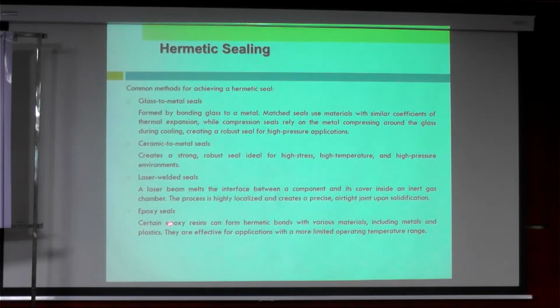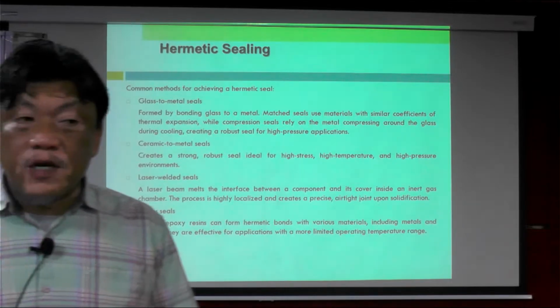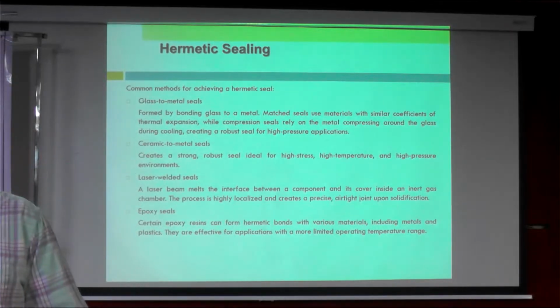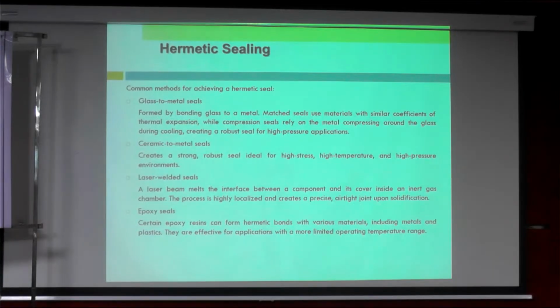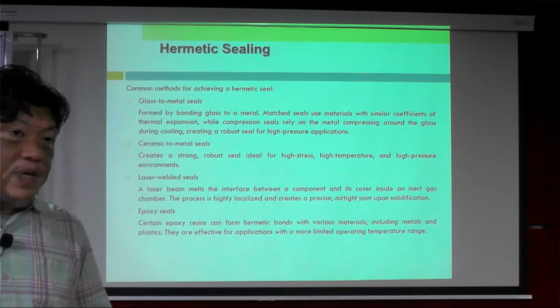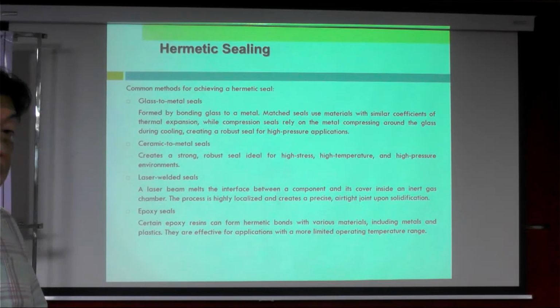Epoxy seal: certain epoxy resins can form hermetic bonds with various materials, including metals and plastic. So they are effective for applications with a more limited operating temperature range. So if the operating temperature is not so high, the use of polymer resin might be suitable, because we know that the temperature tolerance of resin is not that high in comparison with ceramic and metals.